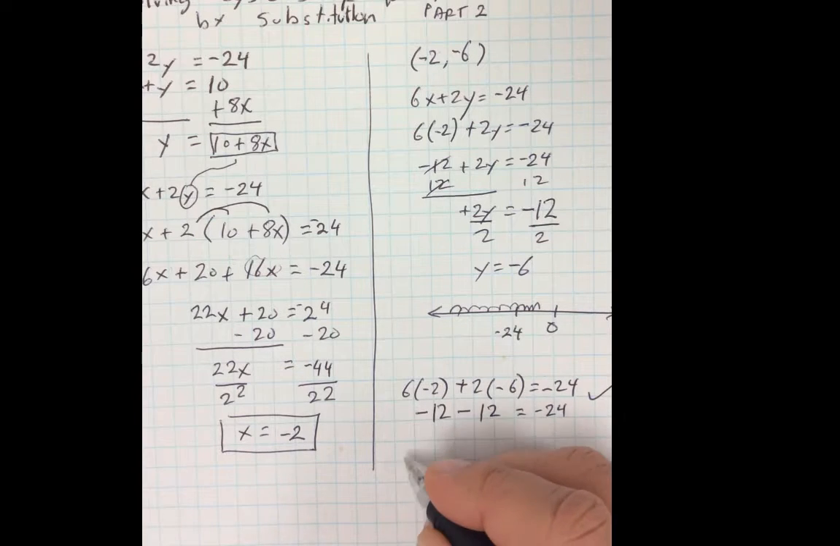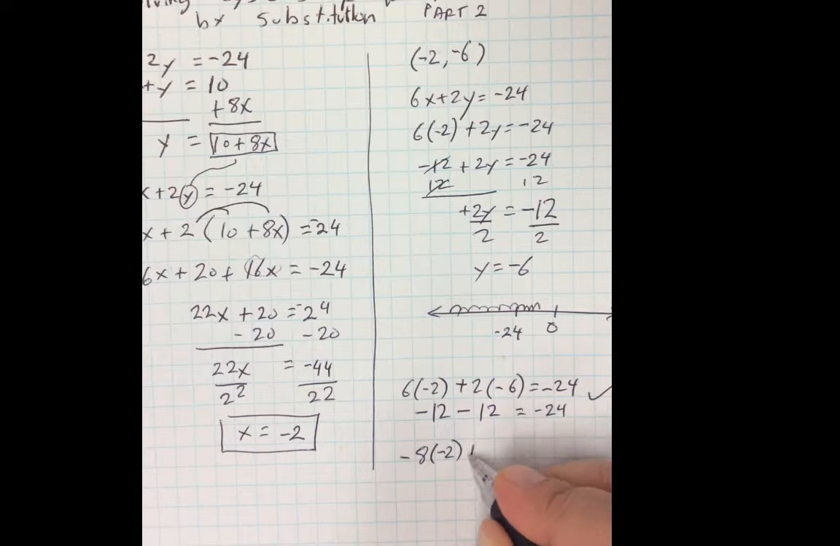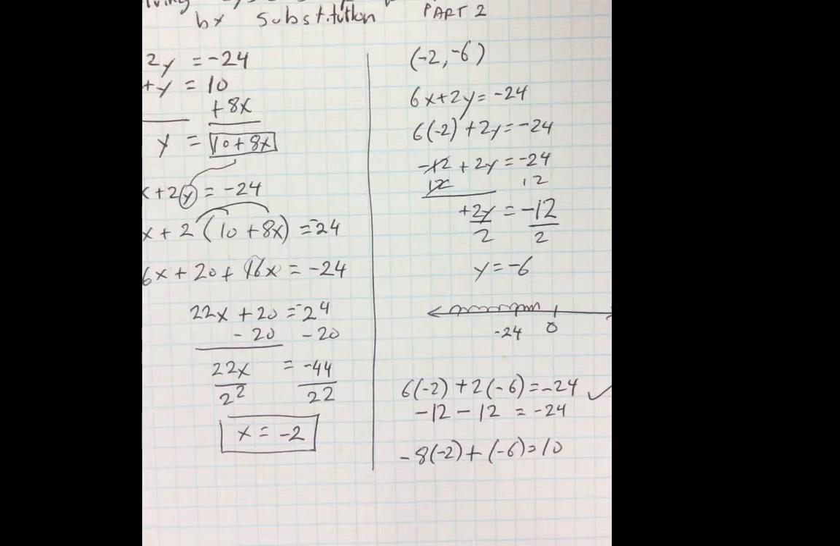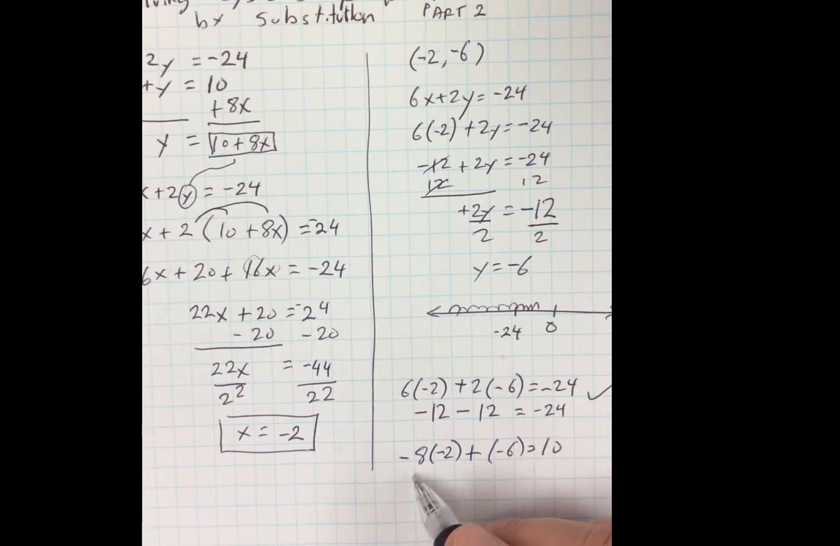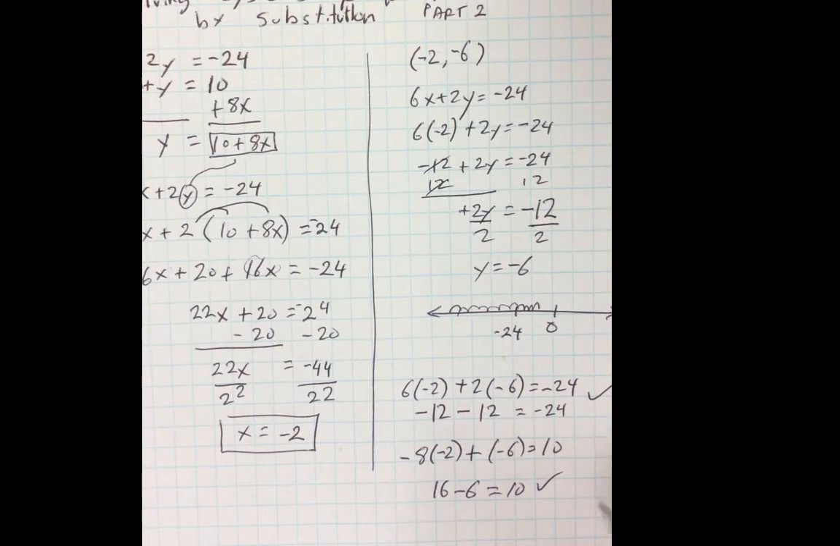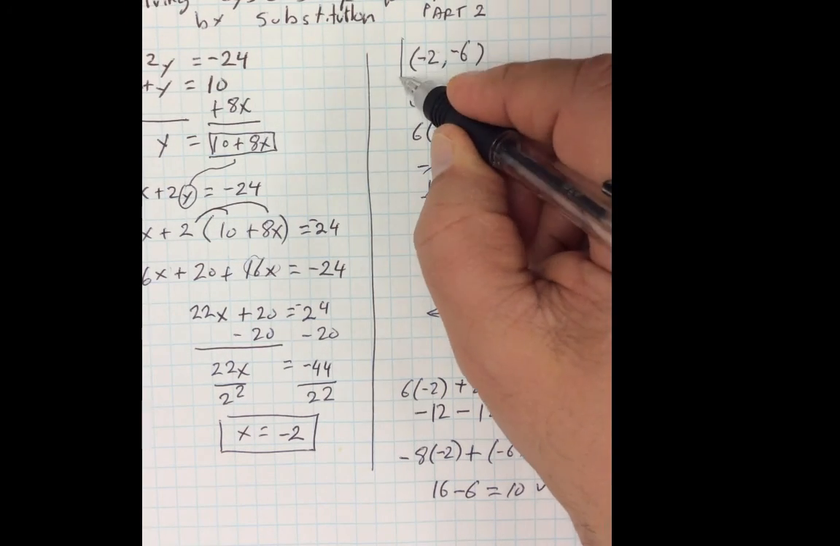Now we have to do it to the second equation. So we'll say negative 8 times x, which is negative 2, plus y, which is negative 6, equals 10. Let's see if that's true. Negative 8 times negative 2: two negatives multiplied make a positive, so it'll be 16. Minus 6, because plus a negative is the same as minus 6, and it equals 10. Does 16 minus 6 equal 10? Yes, it does. So now we know that negative 2, negative 6 satisfies both the first equation and the second equation, so our solution is correct.